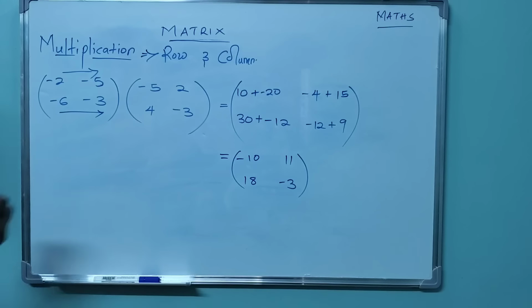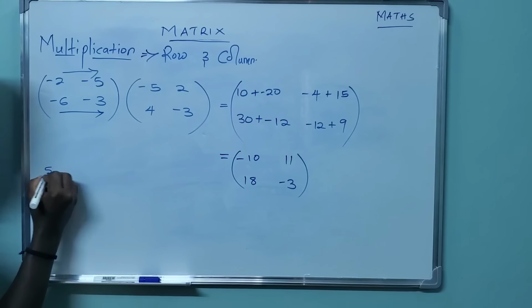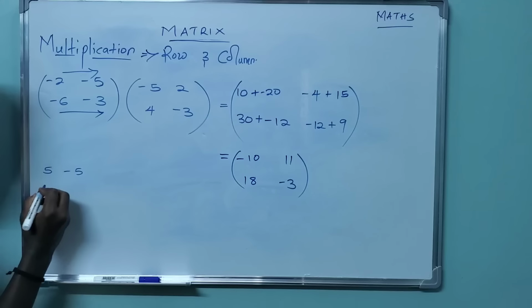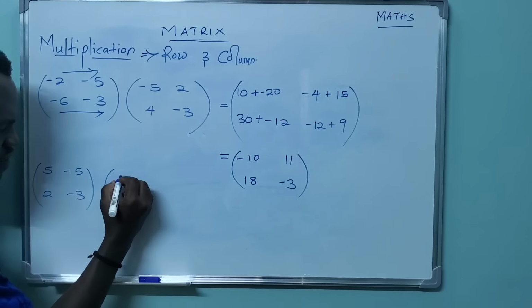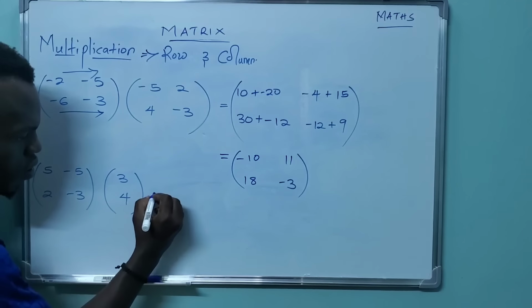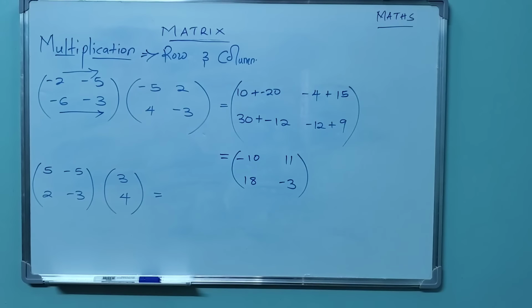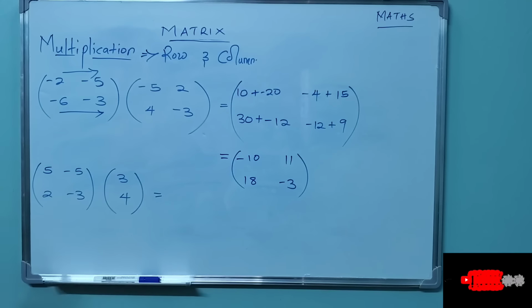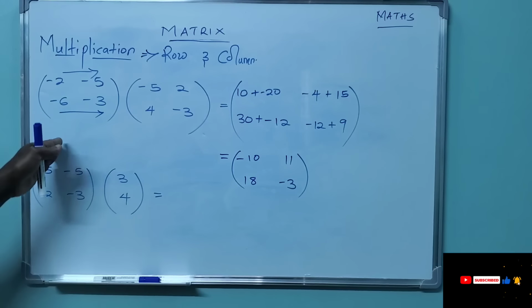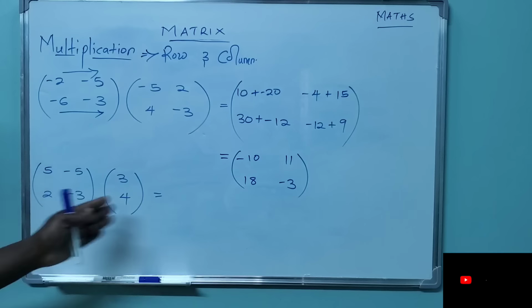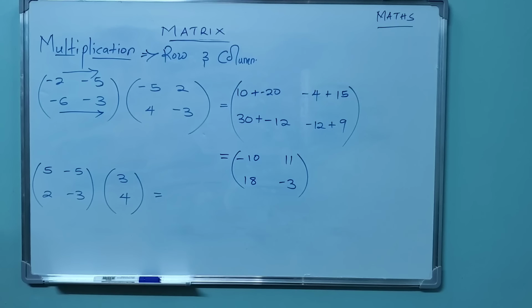Suppose you've been given a matrix like this: 5, -5, 2, -3, with another matrix like this: 3, 4. Now, what are you going to have there? Remember I've told you that with multiplication of matrices, you can multiply a 2 by 2 matrix and a 2 by 1 matrix. This one is a 2 by 2 matrix, this one is a 2 by 1 matrix. We can multiply the two because multiplication does not really depend on the type of matrix we are having. So in this case, we can multiply these two matrices.